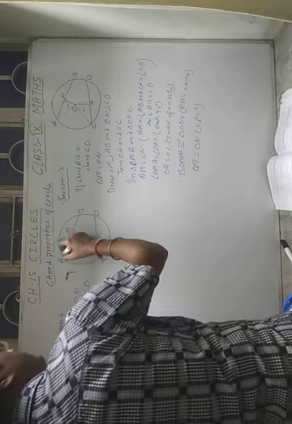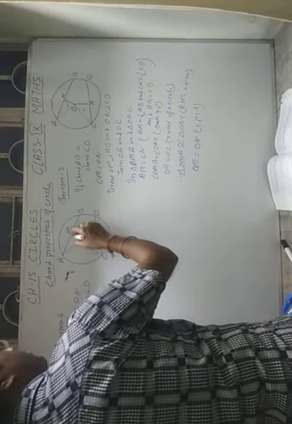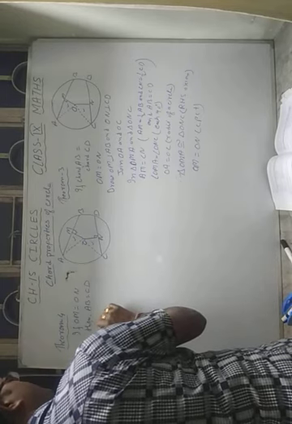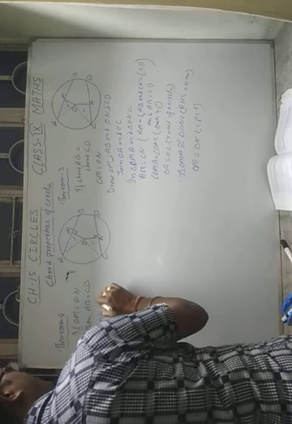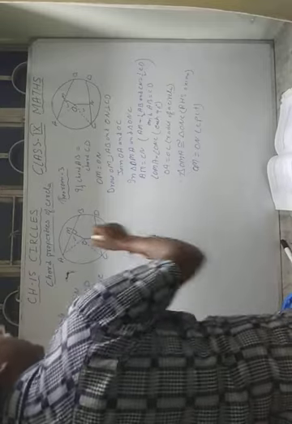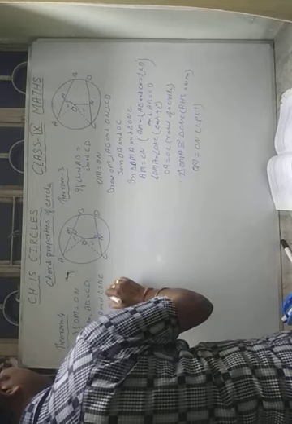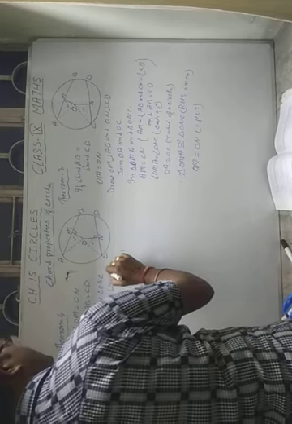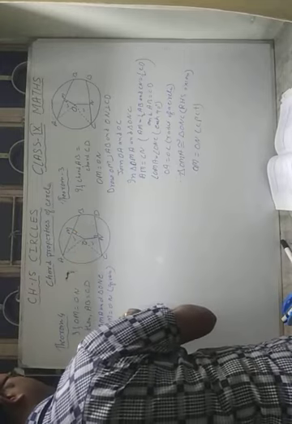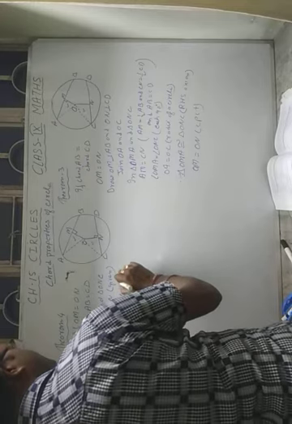So to do this proof, again you have to join the radii. Now you have to consider these two triangles. So we will write, in triangle OMA and triangle ONC, what you will get? First of all, OM equals ON. It's given because they are equidistant from the center. After that, this is a right angle. Angle OMA is equal to angle ONC.